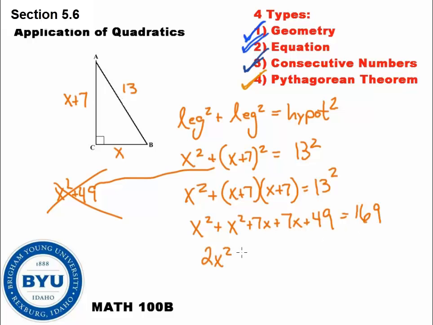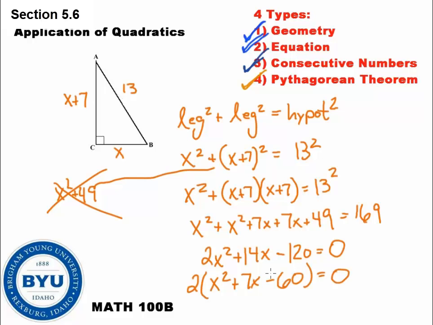I got 2x squared plus 14x plus 49. I'm going to subtract the 169 over, and 49 minus 169 gives me negative 120. That equals 0. There's some common stuff here. I'm going to factor out the 2, leaving me with x squared plus 7x minus 60 equals 0.